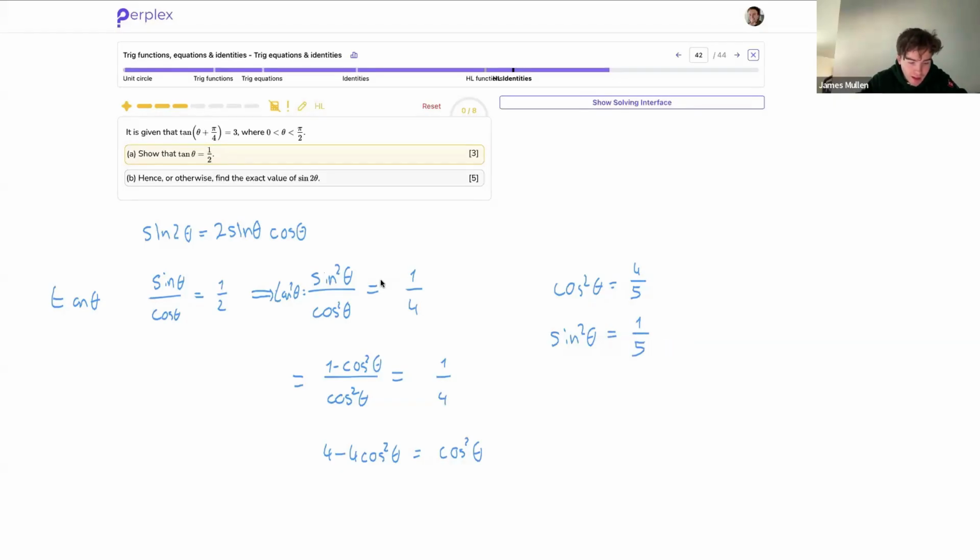And which quadrant am I in? I'm in the first quadrant, so both are positive. So cos theta is equal to 2 over root 5. Sin theta is equal to 1 over root 5. And therefore, sin 2 theta is equal to 2 times sin theta times cos theta, so 2 times 2 times 1 over 5 is equal to 4 over 5. All right, and that is part B done.